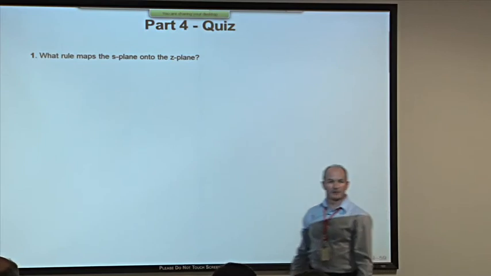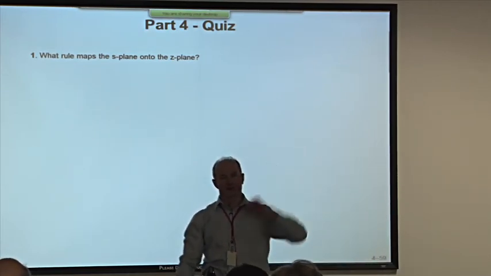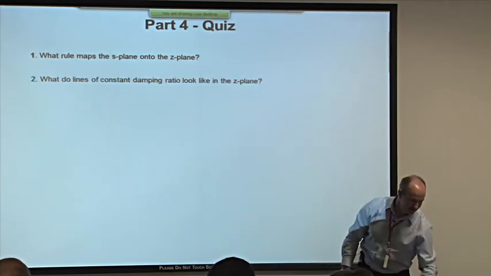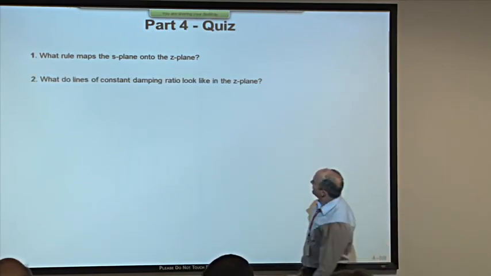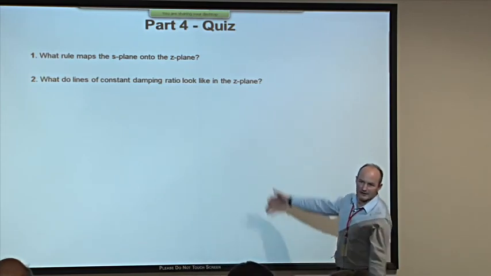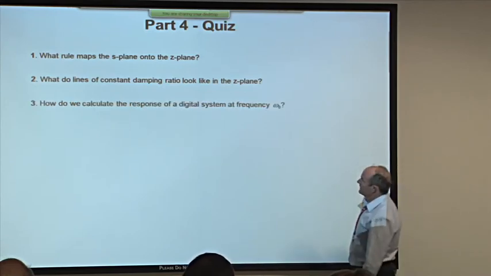Let's do a quick quiz, and we're almost ready to wrap up. What rule maps the S-plane to the Z-plane? Perfect, Peggy. Z equals e to the sT. Thank you. Yeah, that's right. What do lines of constant damping ratio look like in the Z-plane? Cardioids. Great. Fantastic. How do we calculate... Hey, this was a cheeky one.